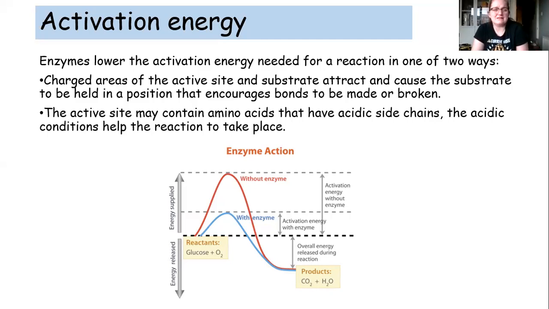Acidic conditions help reactions to take place. That's another way we can increase the rate of reaction. If you think back to GCSE chemistry, you can increase rates of reactions by increasing the temperature, increasing the pH. Again, living organisms cannot just flood their body into acidic conditions to make reactions take place faster. It isn't going to work.